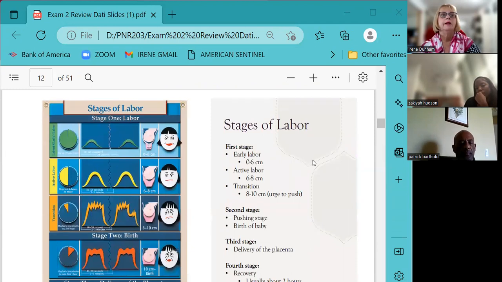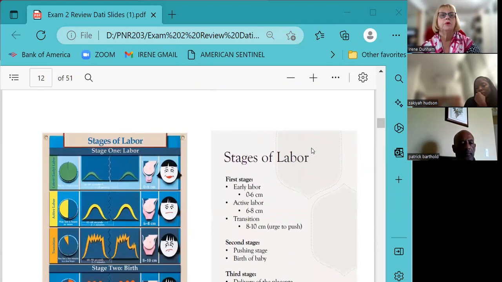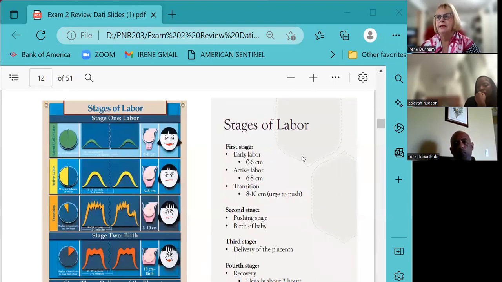So here we have the stages of labor. Now let me give you a few hints. You will see the stages of labor next week on your test. Now, how you want to study these is you have to know what's in each stage. Now, in your book, it's a little different in the dilation. I'm going to be honest with you. So I'm going to give you those dilation numbers, but that's not as important as what goes on in each stage, each phase.